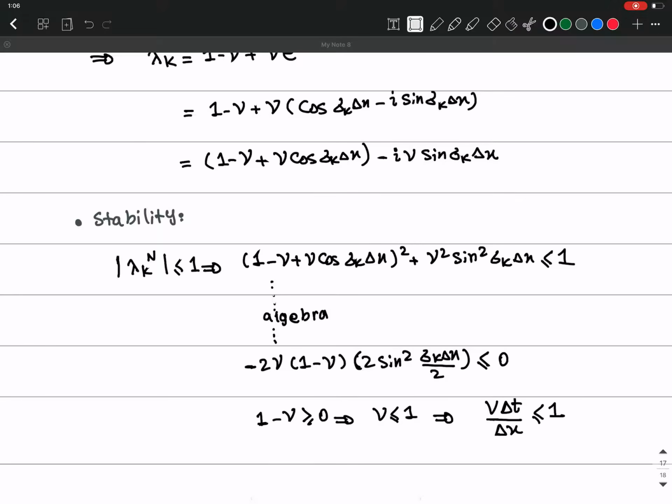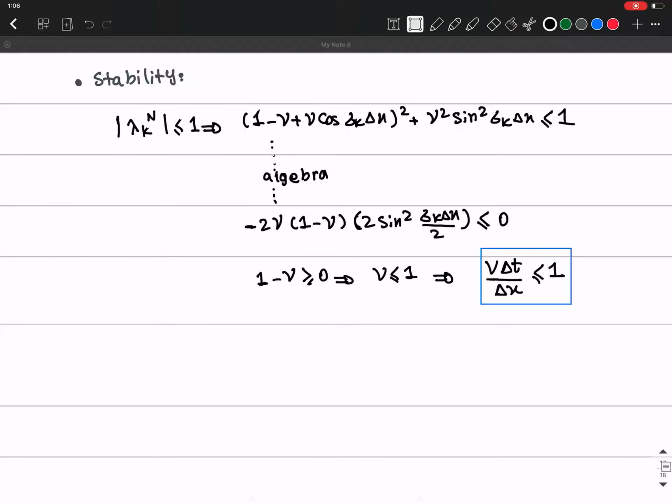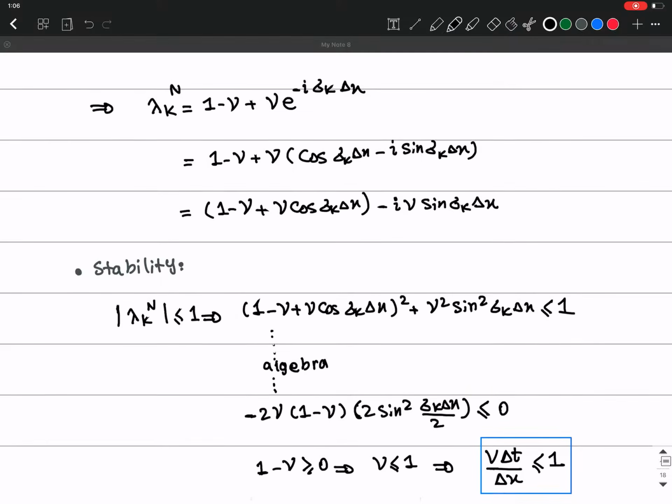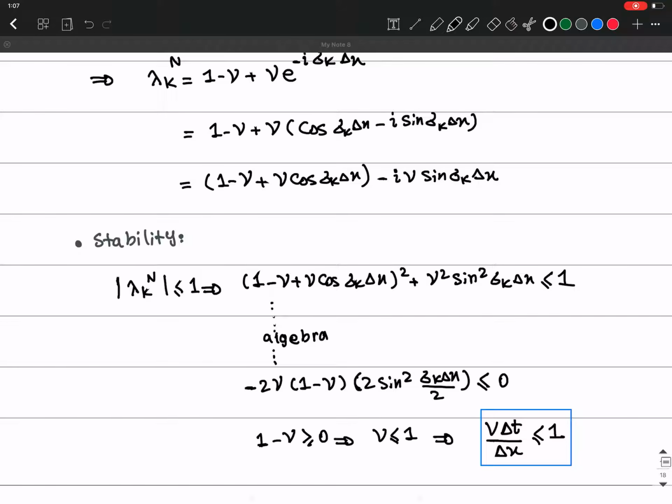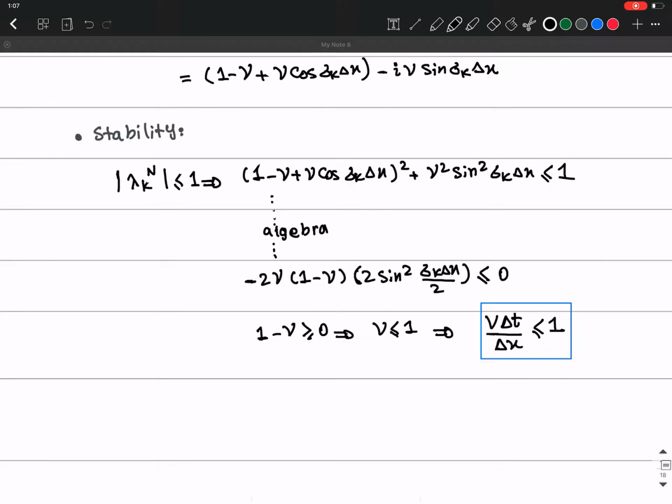This is a very famous stability criteria, especially in fluid flows, and that is called the CFL number. And so this means that v delta t over delta x should be smaller than 1 in order for these approaches to have a stable numerical approximation.